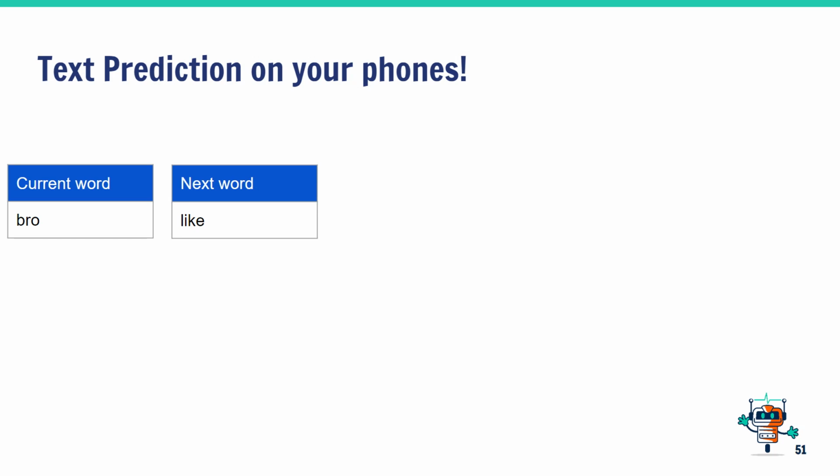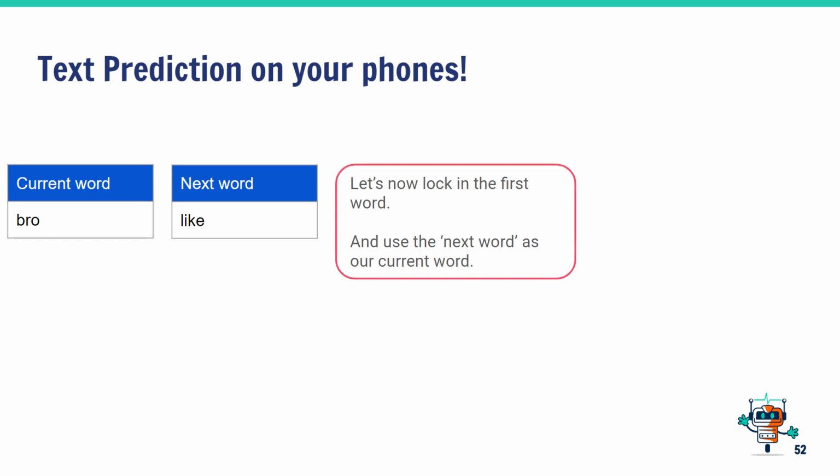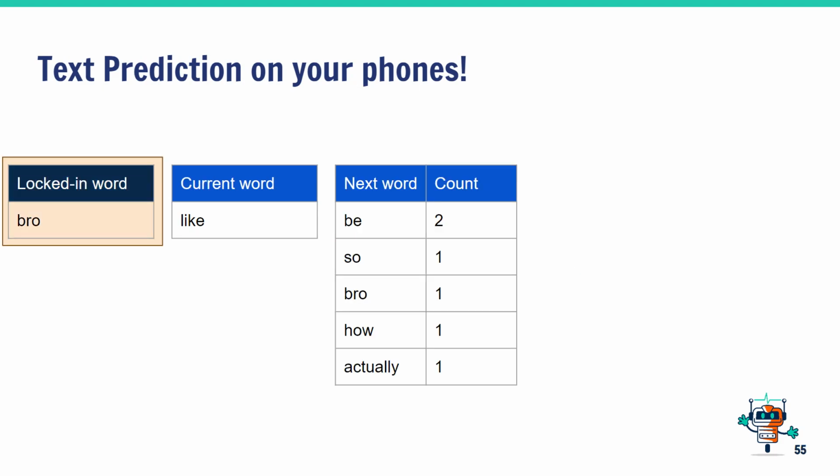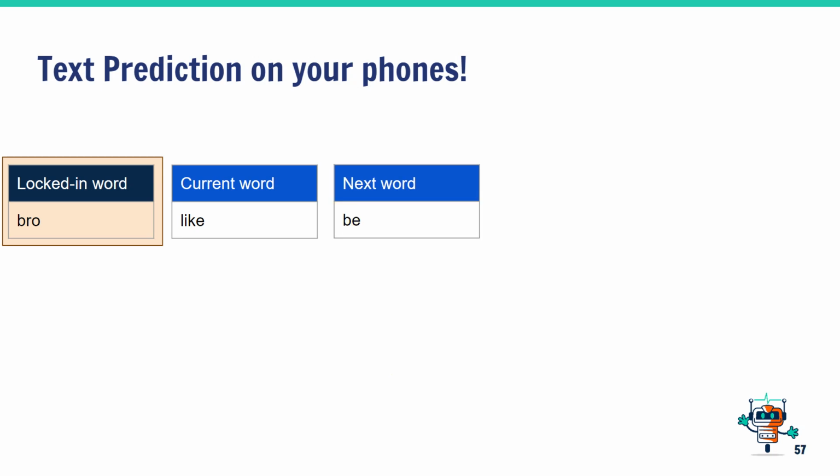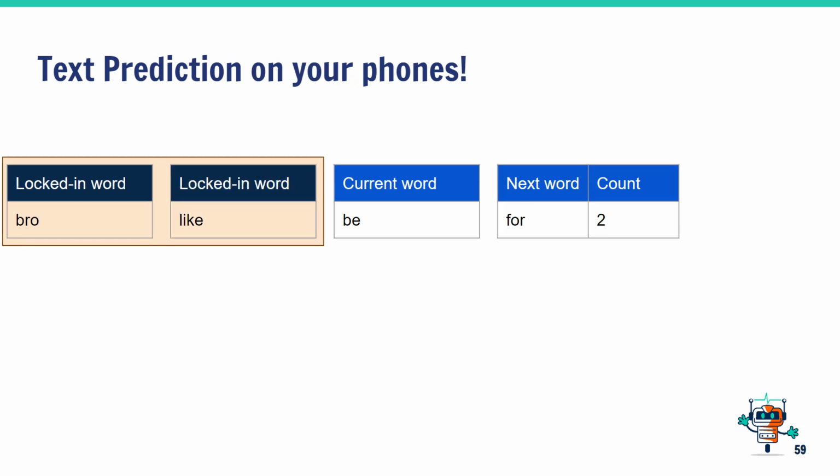We do the same with the second word being like. Let's look at the bigrams that have words following like. We have these 5 candidates. Let's pick the highest one, which is going to be be. So now we have bro, like be. Let's look at bigrams following be. We only have for, so that will be the word we use. For. So you can see the sentence is slowly building up, and it's sounding like bro, like be for.